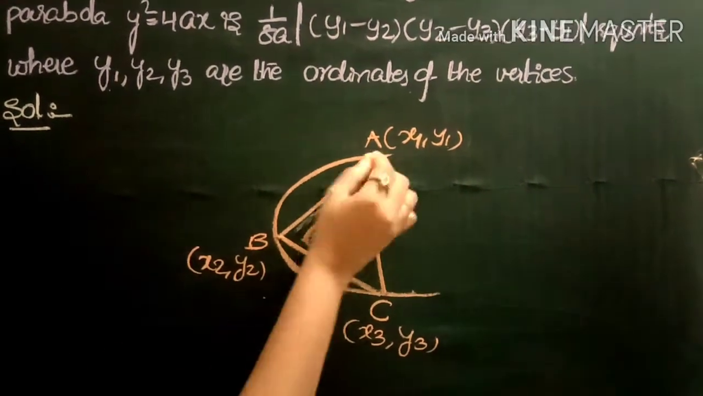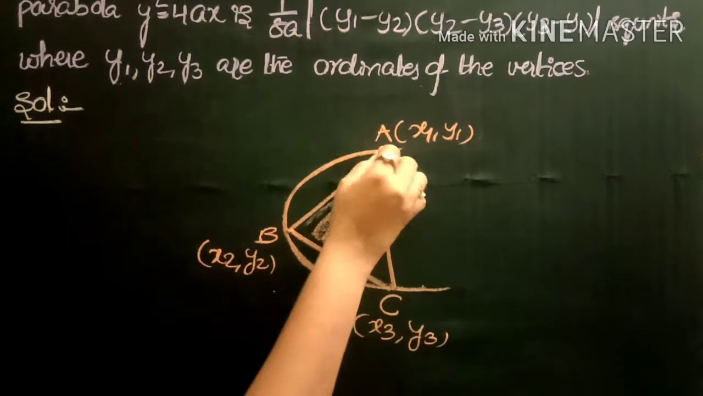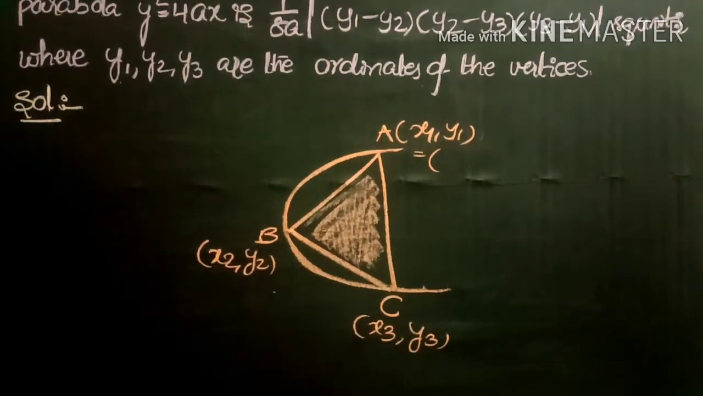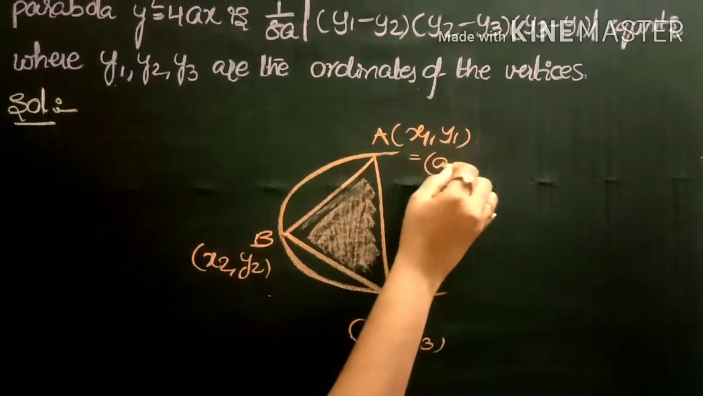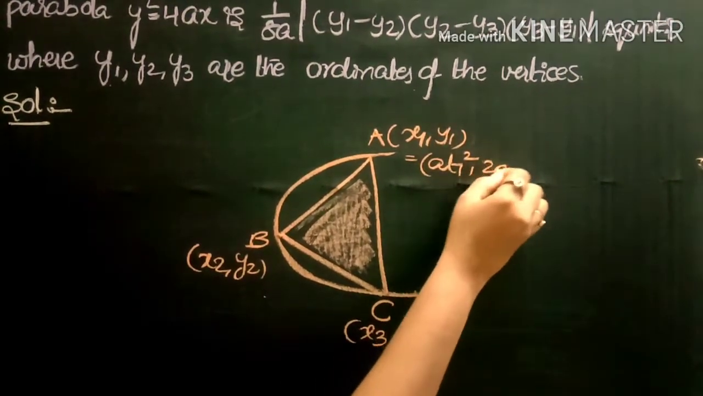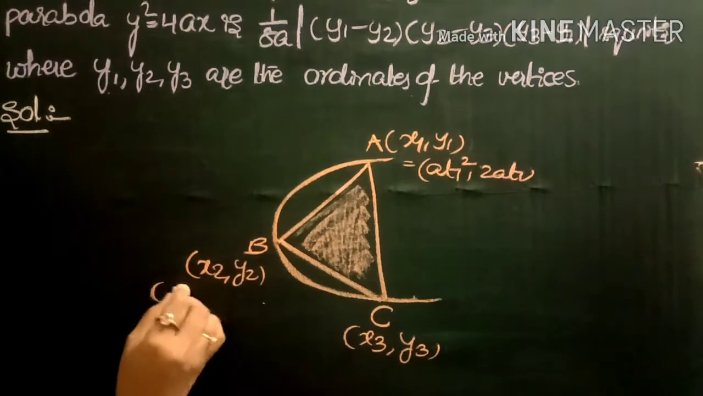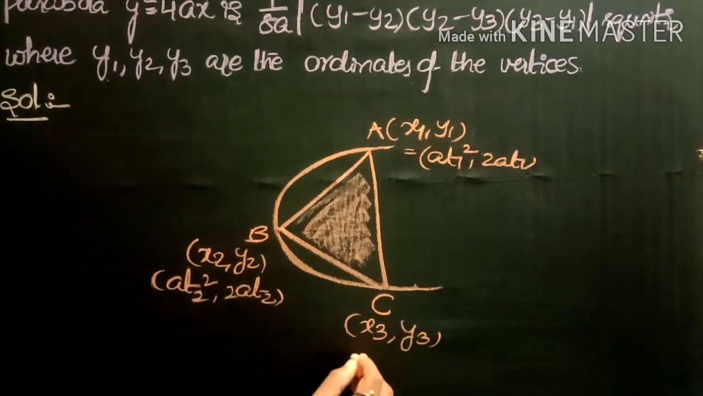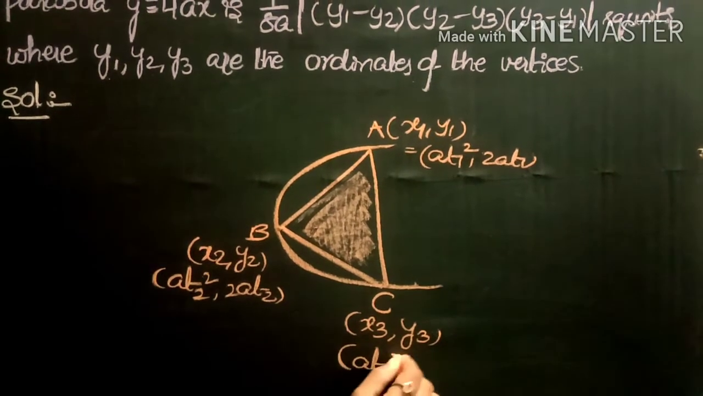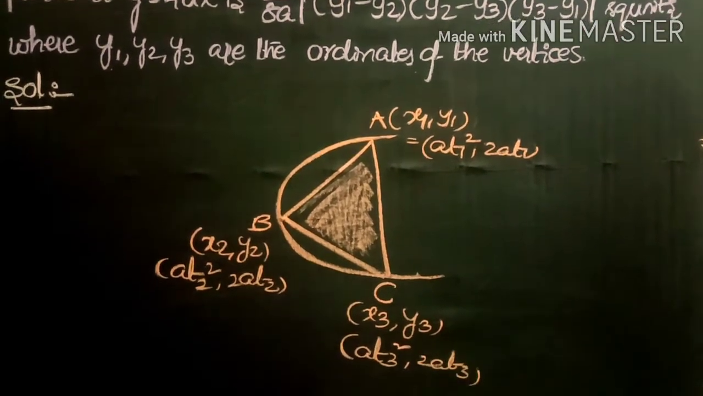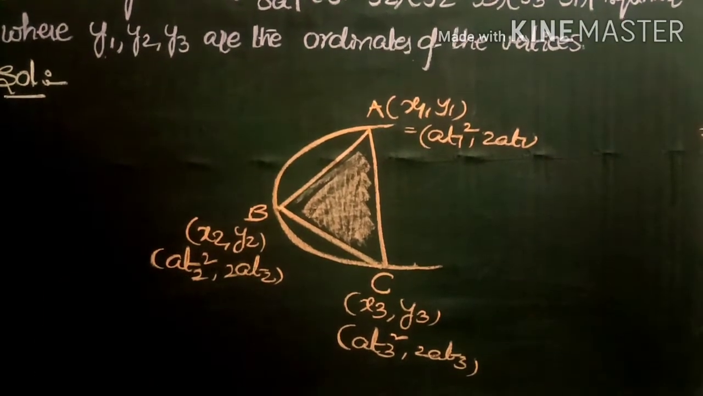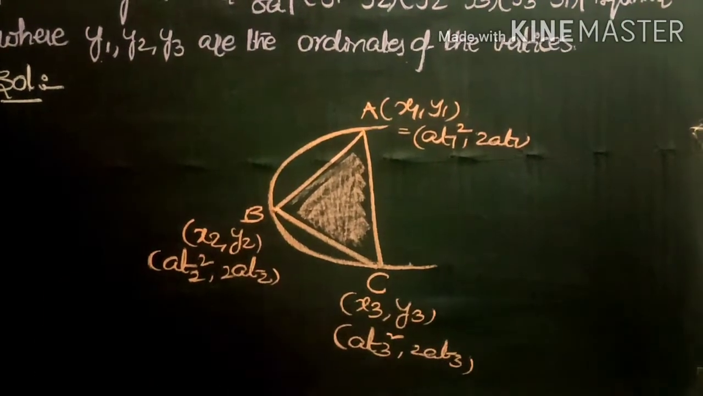But what are x1, y1, x2, y2, x3, y3? Already we know that any point on the parabola is taken in the form of at square comma 2at. So we take the first point as at1 square comma 2at1, the second point as at2 square comma 2at2, and the third point as at3 square comma 2at3. These are the vertices of the triangle ABC. Now we want to find the area.